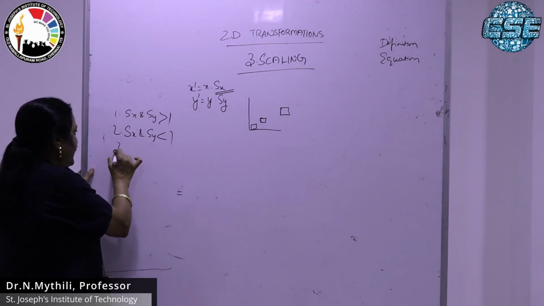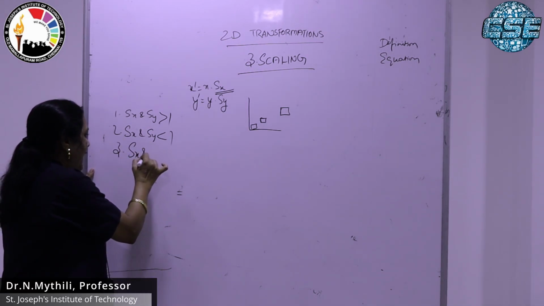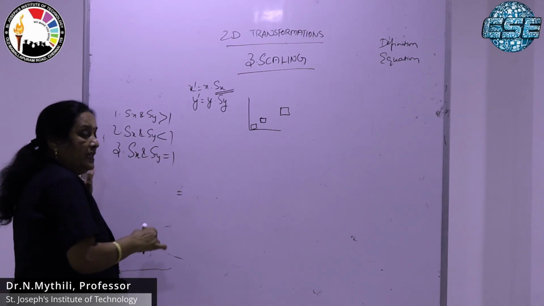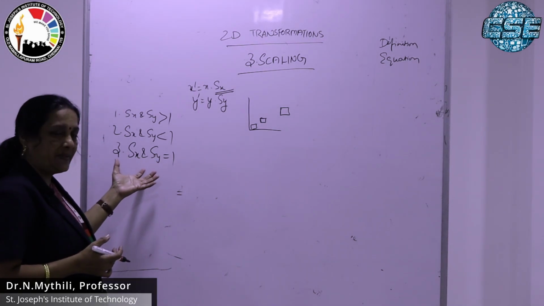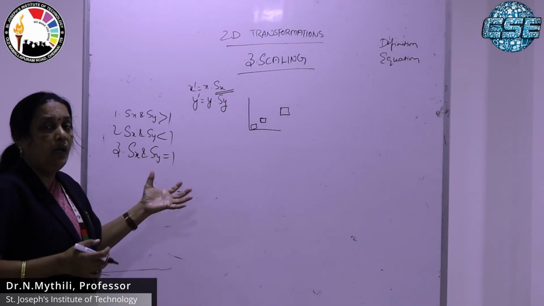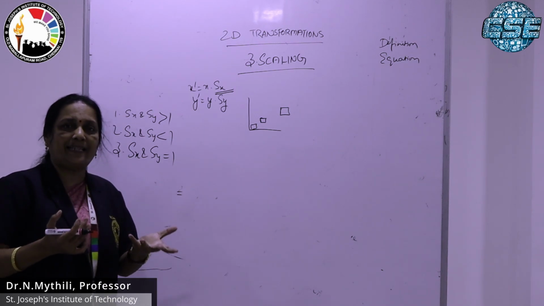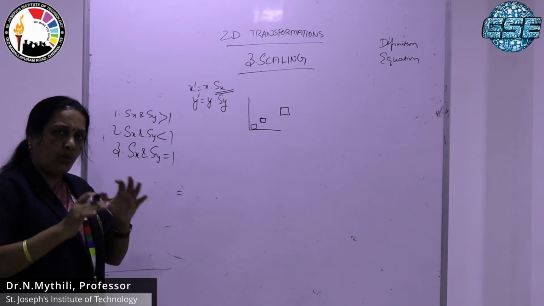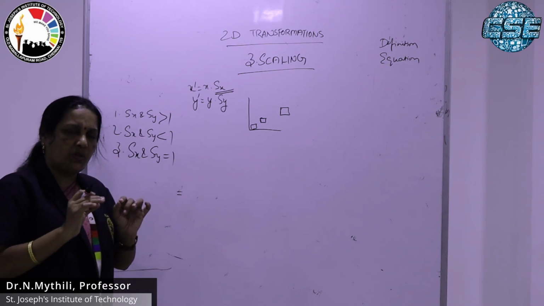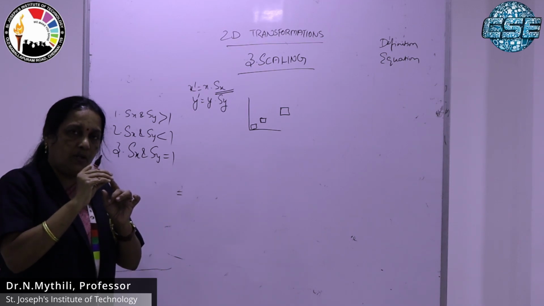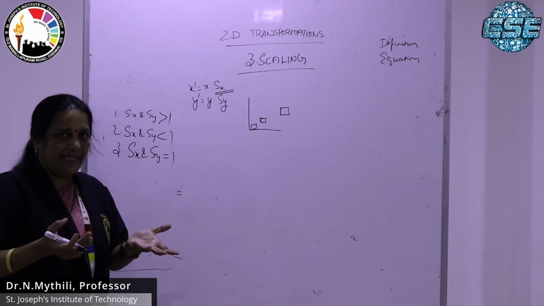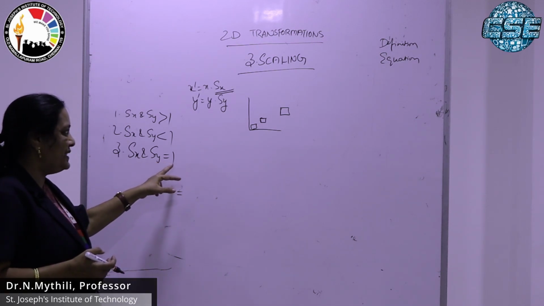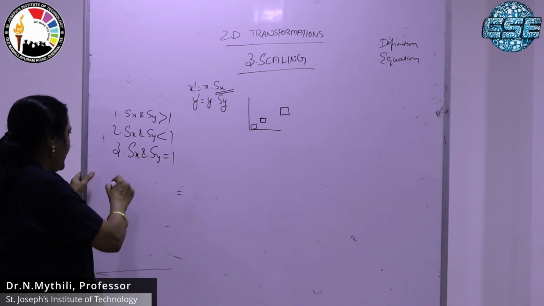Okay. The third case is sx and sy equal to 1. So whenever both the values of scaling factors are equal to 1, you won't have any change in size and shape of the object, right. So you will have the same coordinate position. When you multiply the original coordinate position with the value of 1, you will have the same value. So we won't have any change in size and shape of the object.